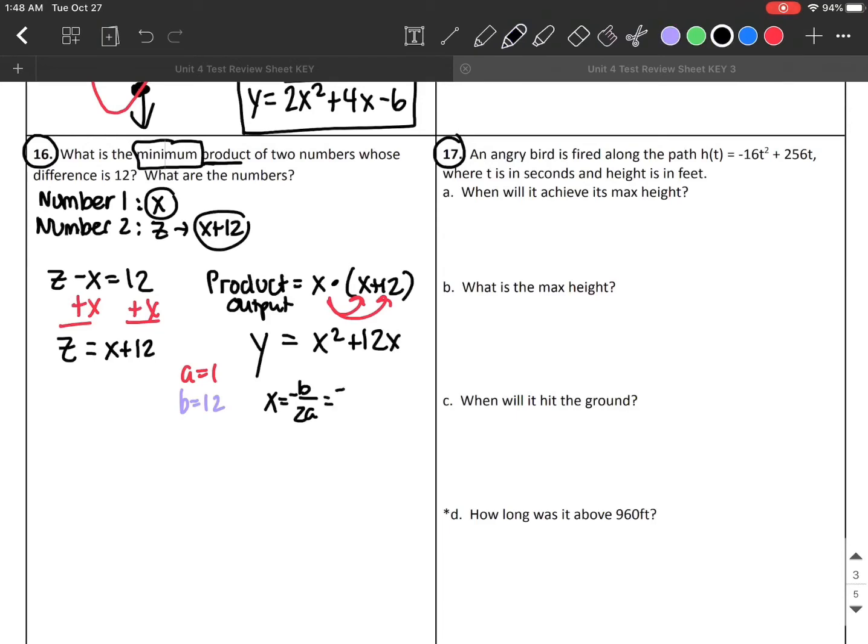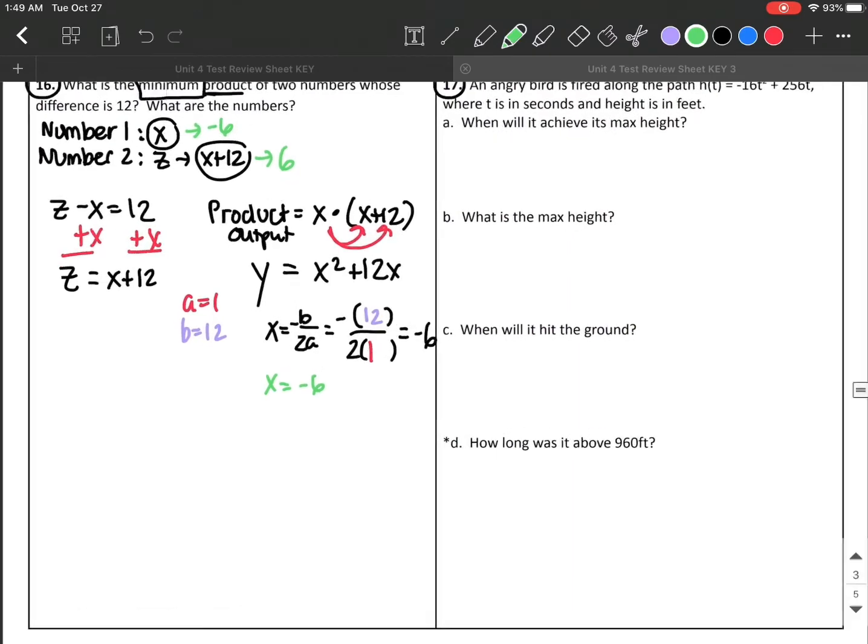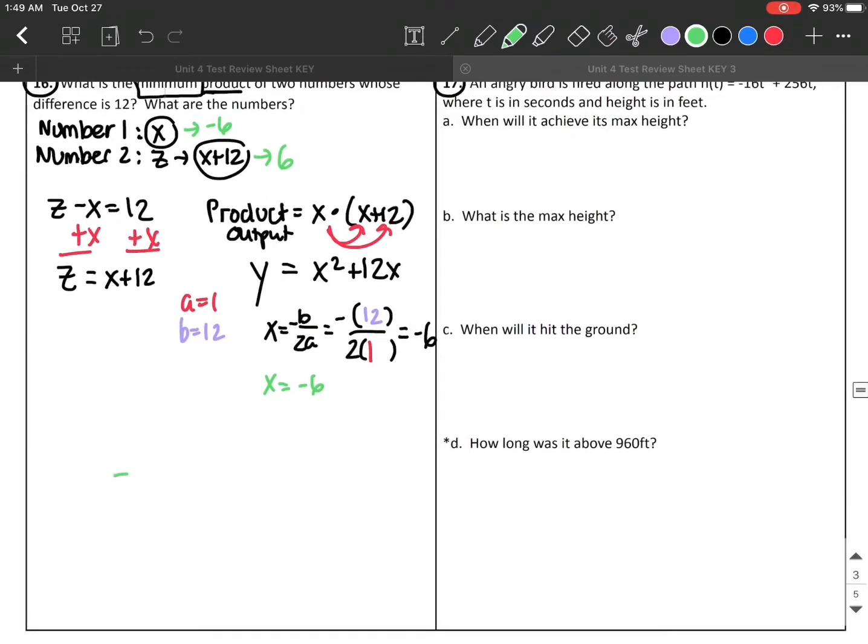I'm plugging this in, so I have negative 12 over 2 times 1. And I didn't need to write the 1, but I did. And then I get negative 12 over 2, which is negative 6. And that is my x value, so x is negative 6. So I know this number is negative 6, which means my second number is going to be positive 6. So the answer is negative 6 and positive 6.